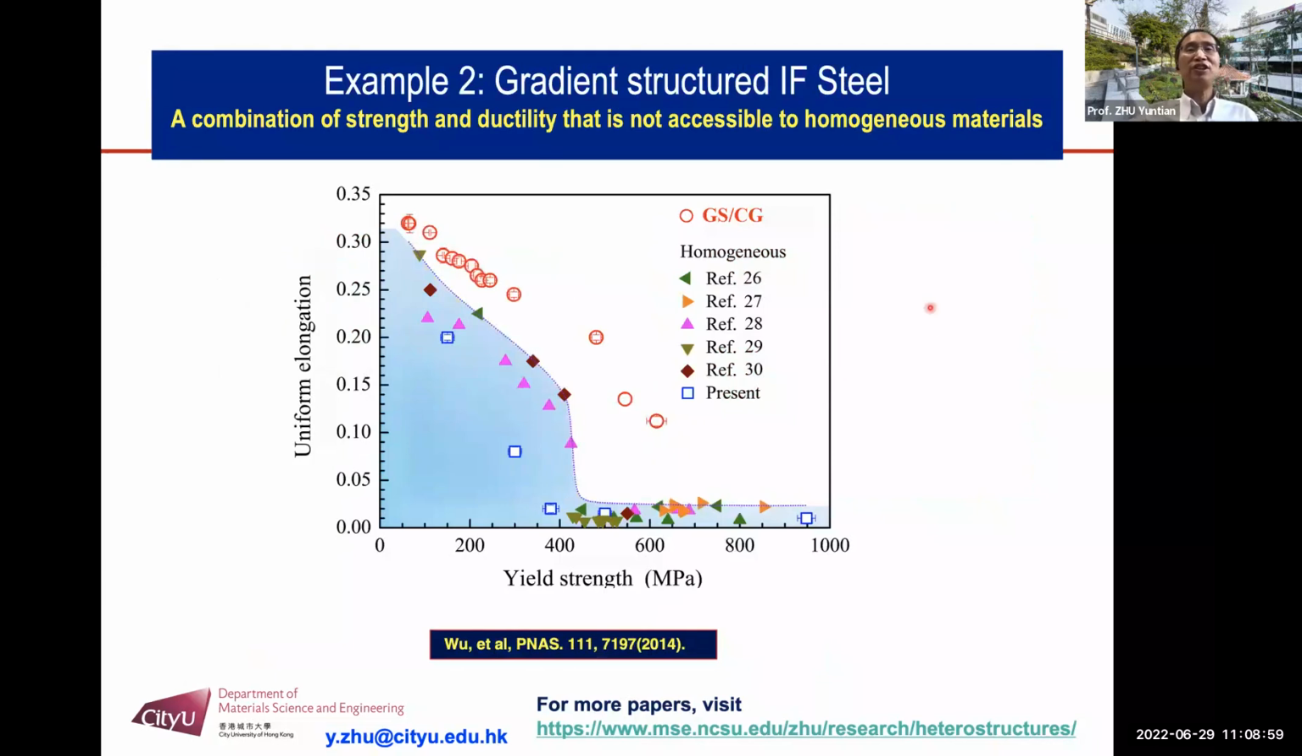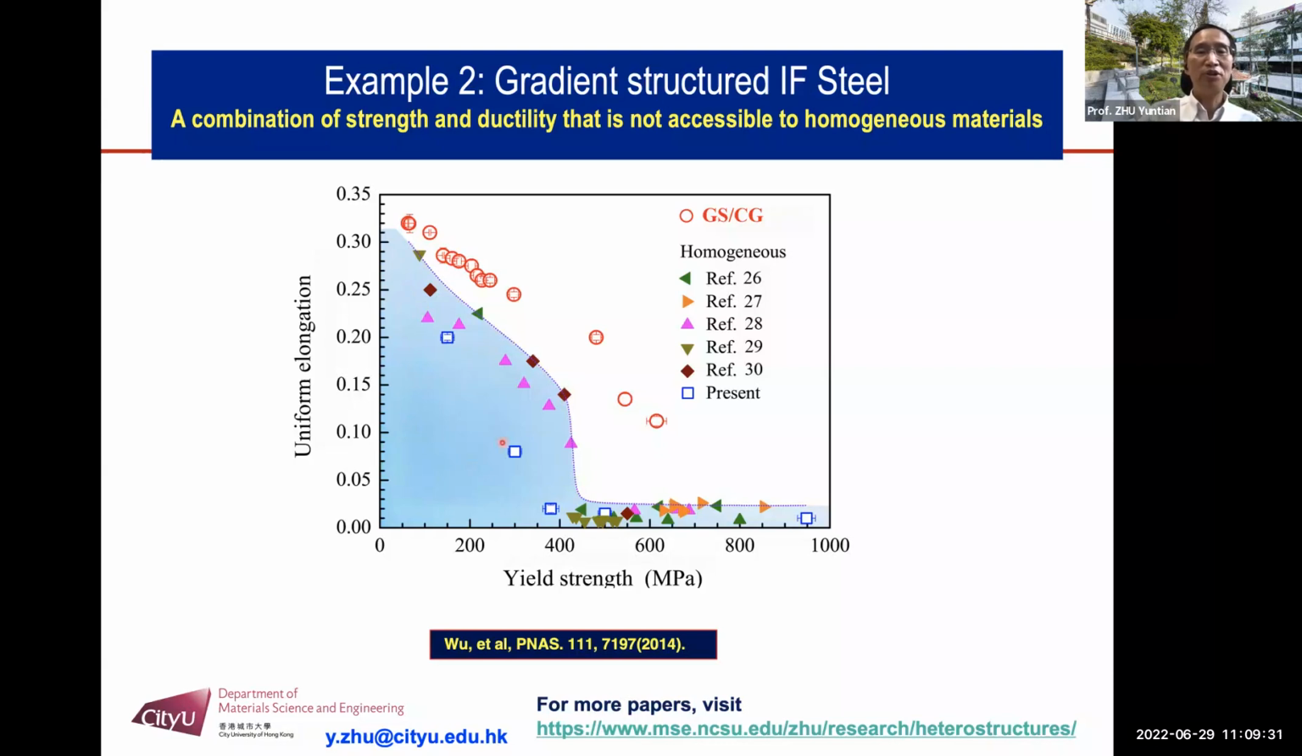Another example is a gradient structure that I have steel. For uniform, of course, IF steel is a steel developed for the auto industry. And of course, you want them to be strong and tough. This is basically for making the body of the cars.